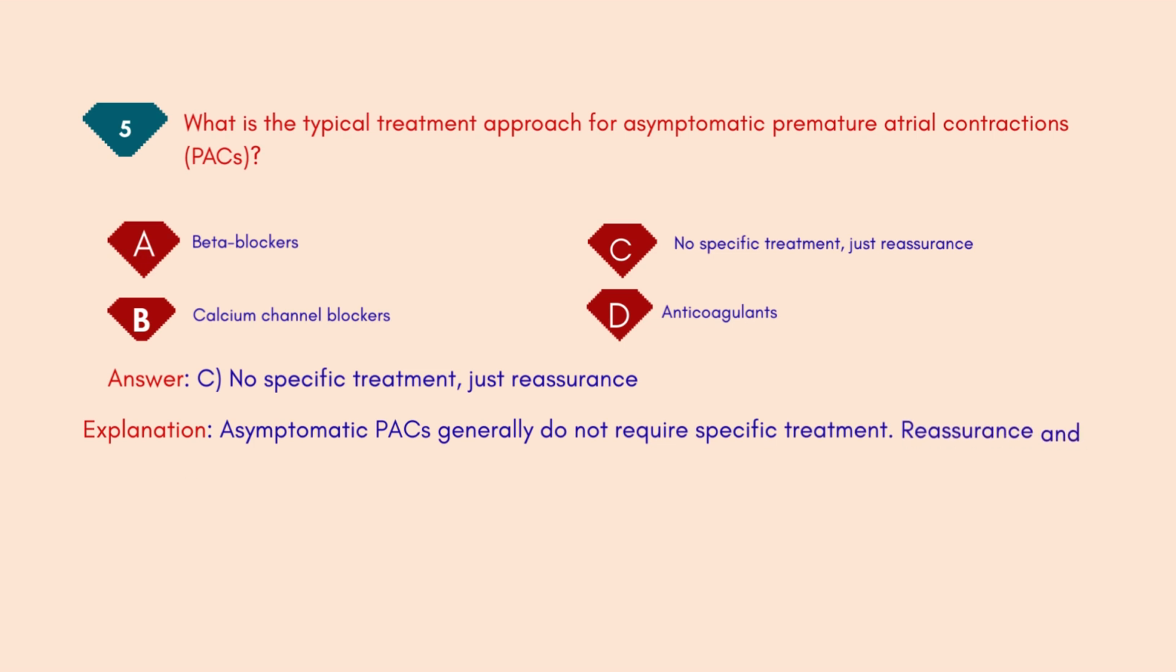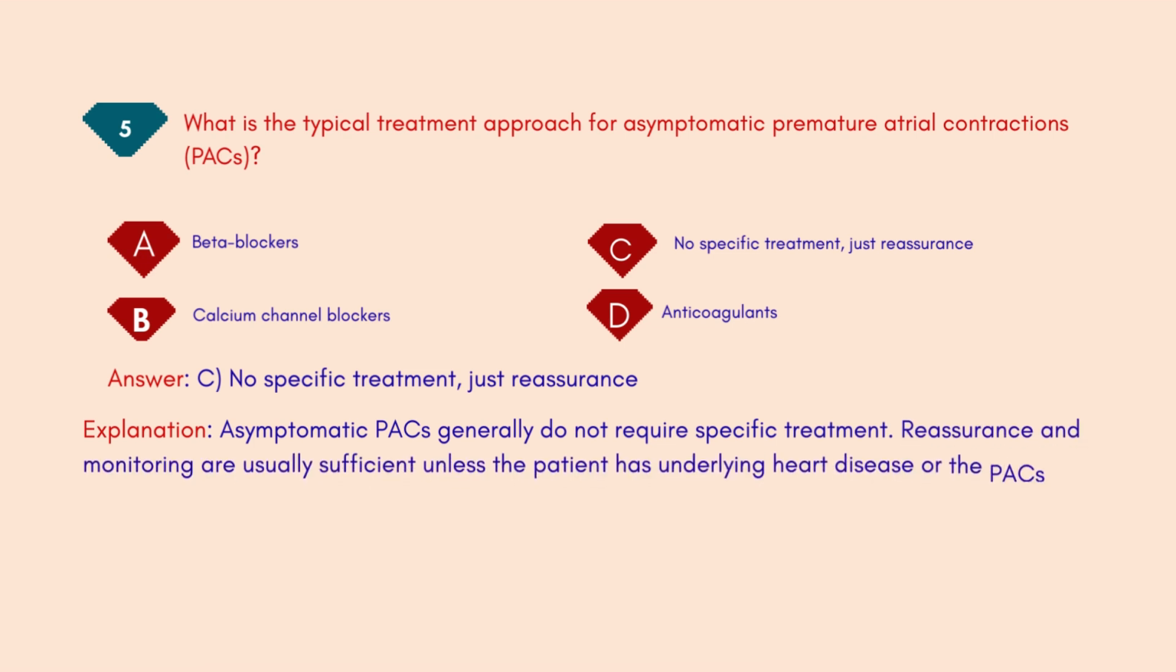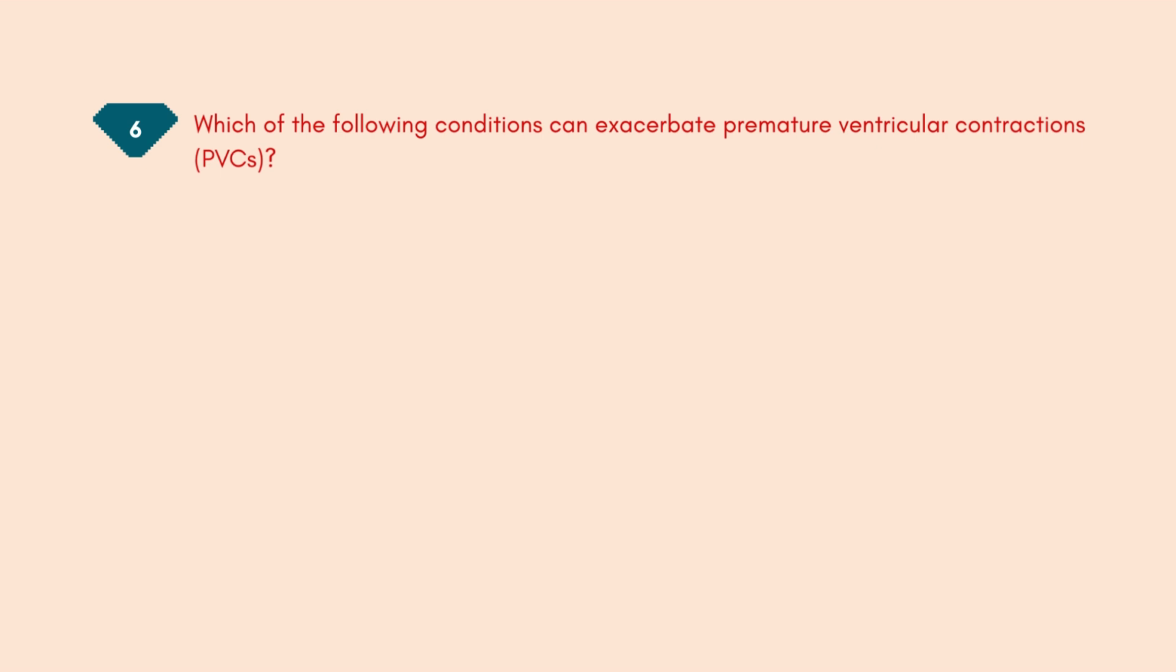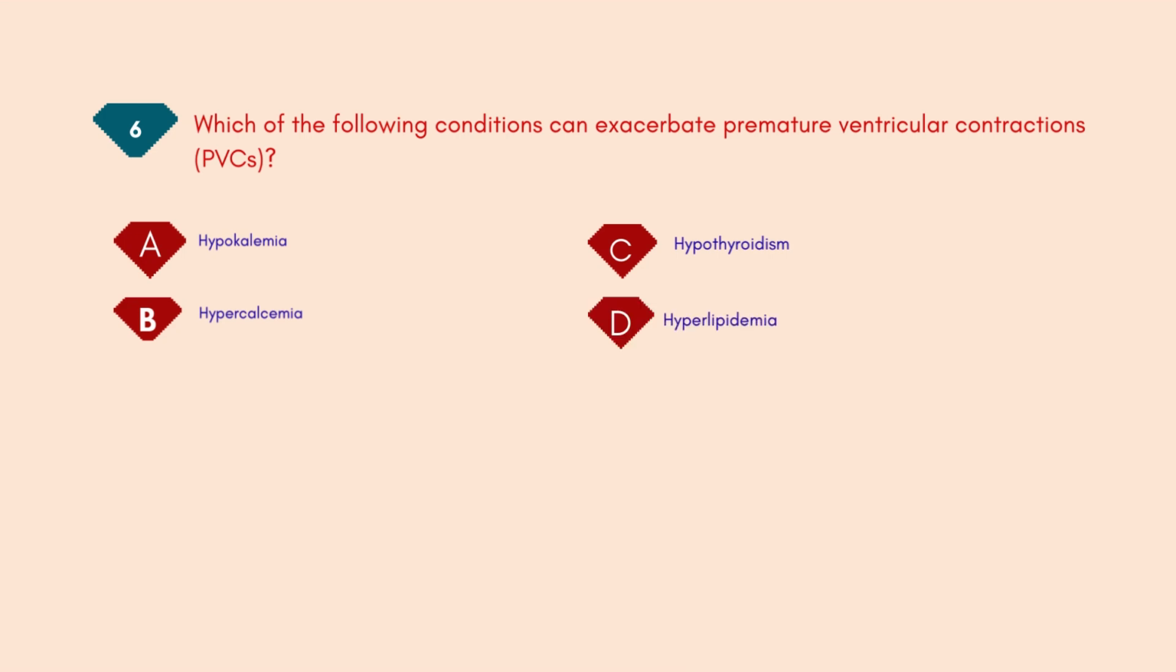Explanation: Asymptomatic PACs generally do not require specific treatment. Reassurance and monitoring are usually sufficient unless the patient has underlying heart disease or the PACs are causing significant symptoms. Which of the following conditions can exacerbate premature ventricular contractions, PVCs? A. Hypokalemia. B. Hypercalcemia. C. Hypothyroidism. D. Hyperlipidemia. Answer: A.